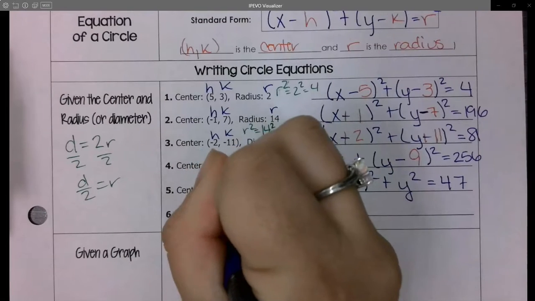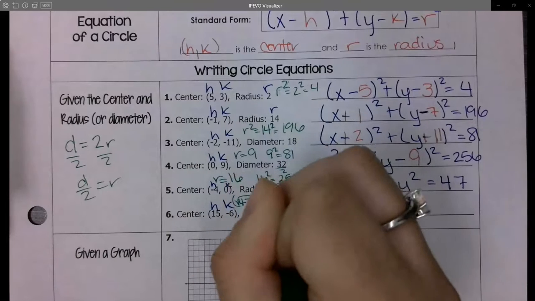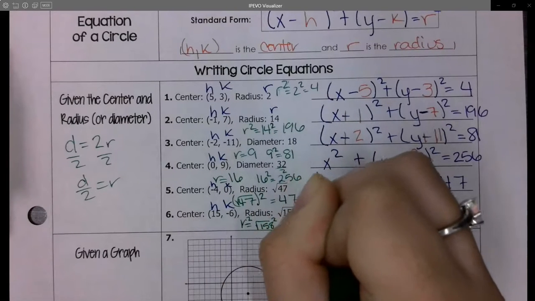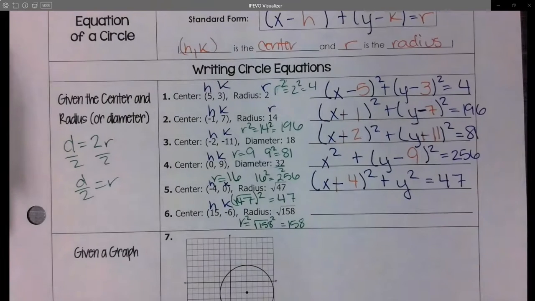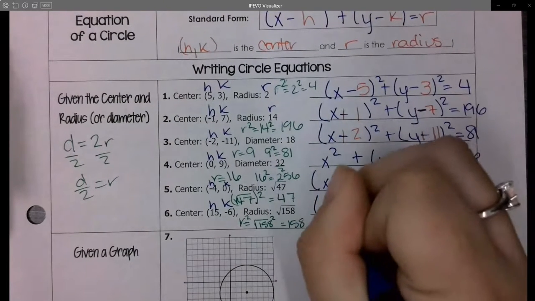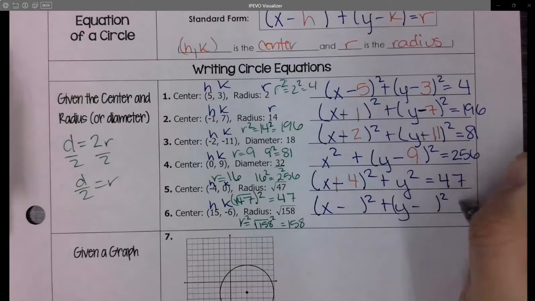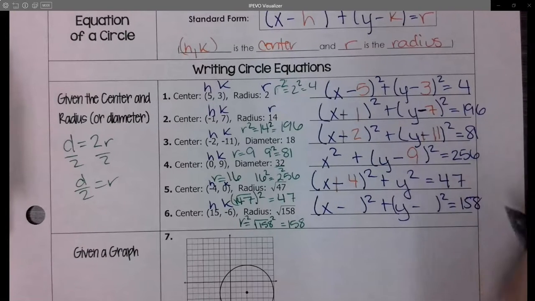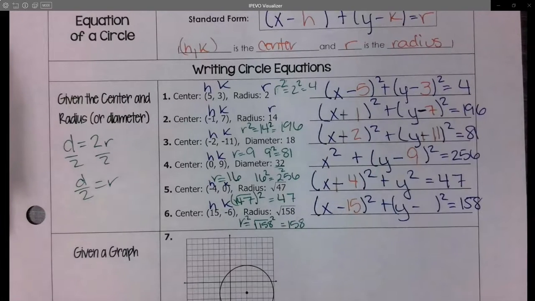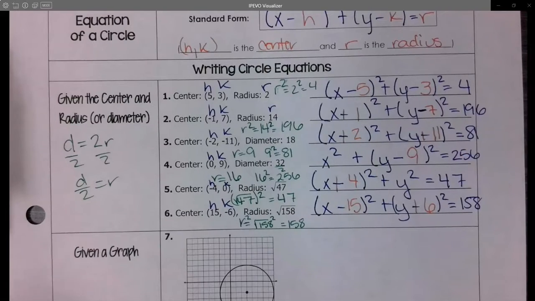Number 6, this is my h and k. My radius is the square root of 158. So when I square that, it's just 158. So I want to go ahead and plug into my equation. My h was positive 15, so I don't change the sign. My k was -6, so I changed the sign.